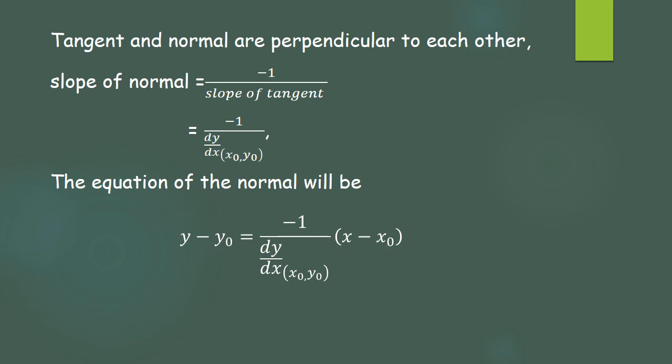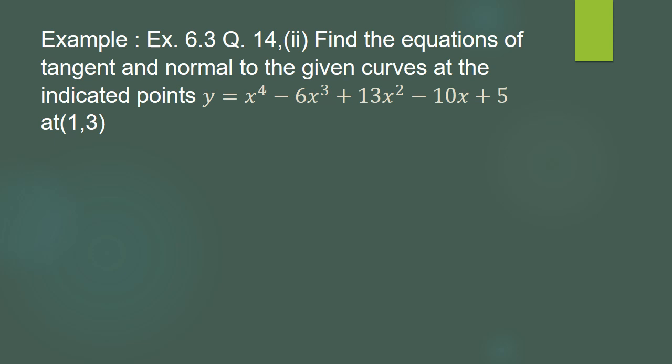and so we can get the equation of a normal. Now the question asked is to find the equation of a tangent and a normal to the given curve. To understand that, we will take one example. Going to solve question number 14 of the second, that is a question of exercise 6.3. Find the equation of a tangent and a normal to the given curve at indicated points. The equation of the curve is given: y is equal to x raised to 4 minus 6x cube plus 13x square minus 10x plus 5 at (1, 3). It means (x0, y0) is (1, 3).